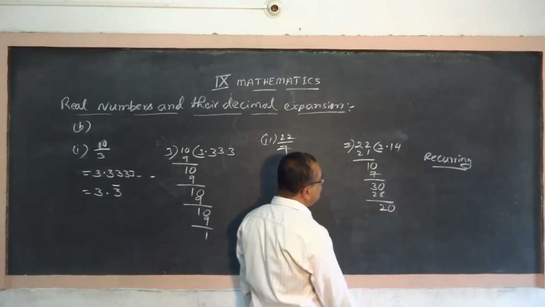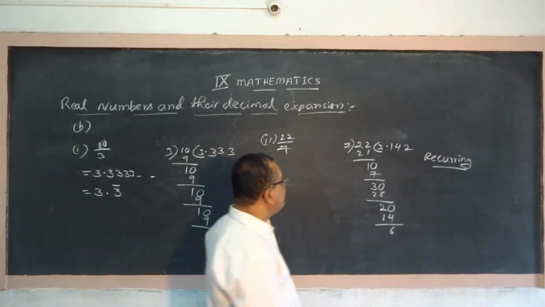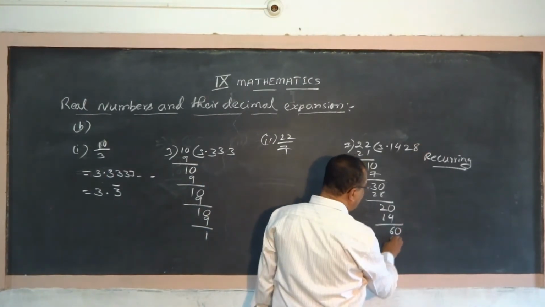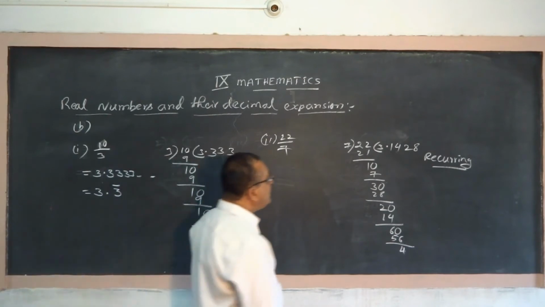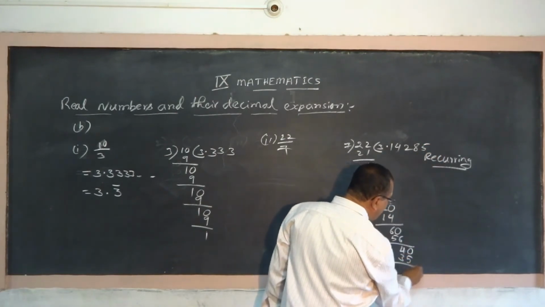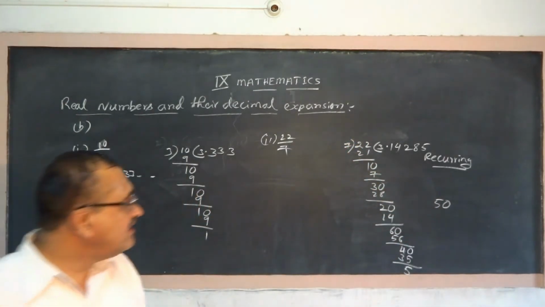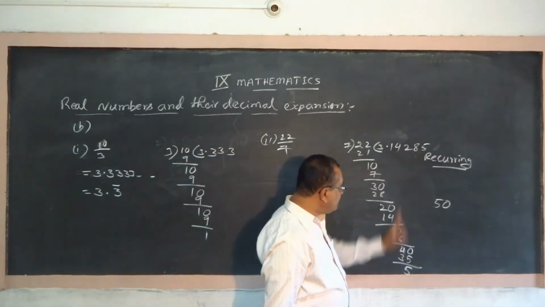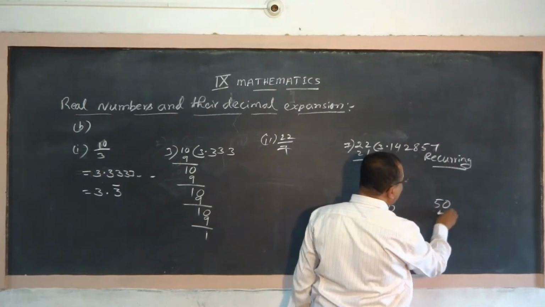Take 0 again. 7 2s are 14, 6 left. Take 0 again, 7 8s are 56, 4 left. 40, 7 5s are 35, 5 left. It is 50. 7 7s are 49, 1 left.